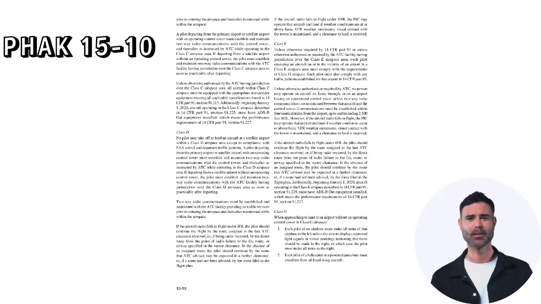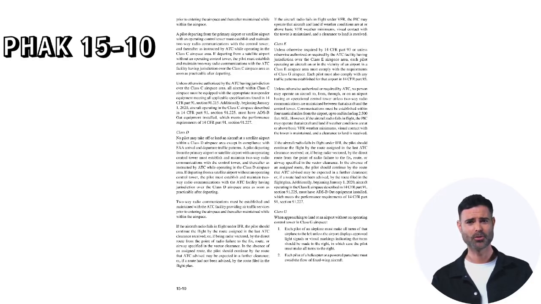Class E, unless otherwise required by 14 CFR Part 93, or unless otherwise authorized or required by the ATC facility having jurisdiction over the Class E airspace area, each pilot operating an aircraft on or in the vicinity of an airport in a Class E airspace area must comply with the requirements of Class G airspace. Each pilot must also comply with any traffic patterns established for that airport in 14 CFR Part 93.